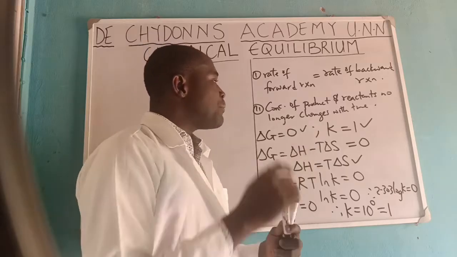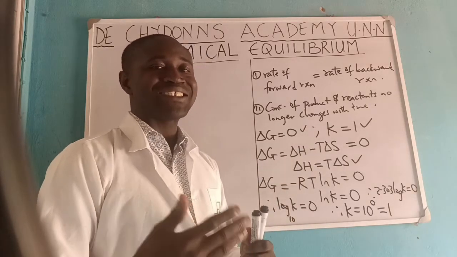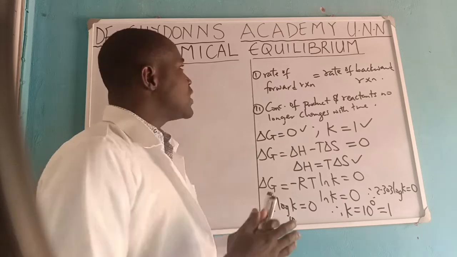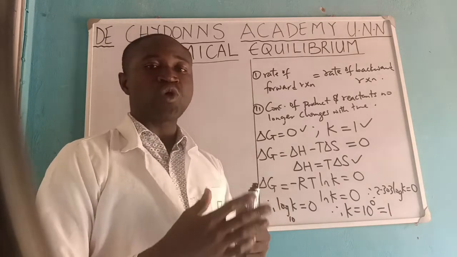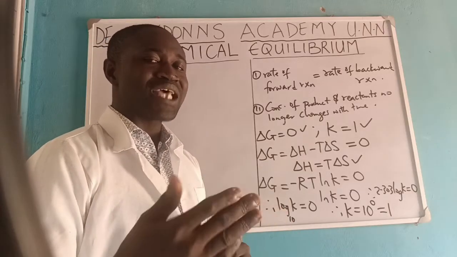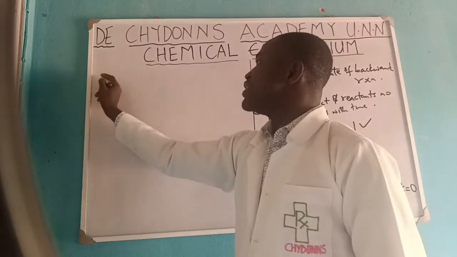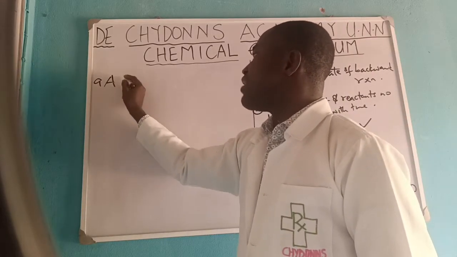Now, it's important for us to note what we call the law of mass action. In this chemical equilibrium, there is what we call the law of mass action. What does this law of mass action state? It says that when you have this reaction, let's have this reaction.